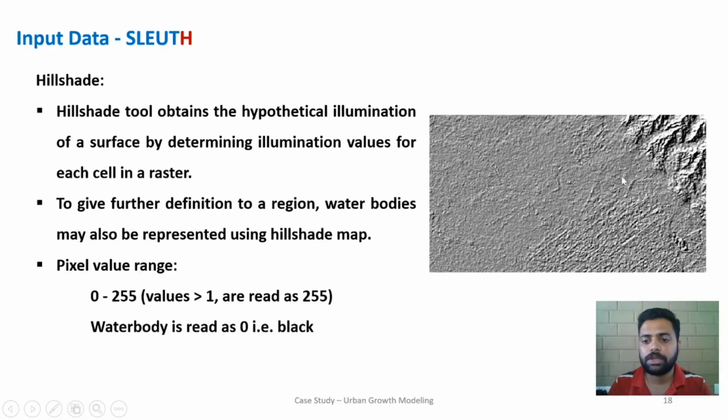In this figure, you can see all these layers have more or less flat terrain, and wherever you can see the ridge part, it has a very rough terrain. To give further definition to a region, water bodies may also be represented using the hillshade map. You can put water bodies on top of this hillshade map, and the pixel value can range from 0 to 255. Values more than 1 can be read as 255. Basically here you're going to classify the entire image between 0 and 255. These are the requirements of the SLEUTH model.